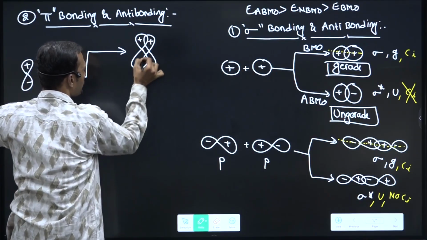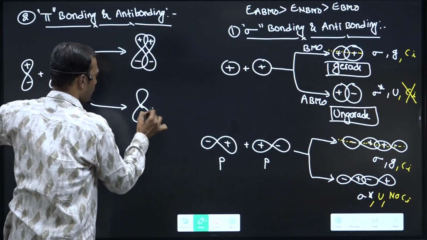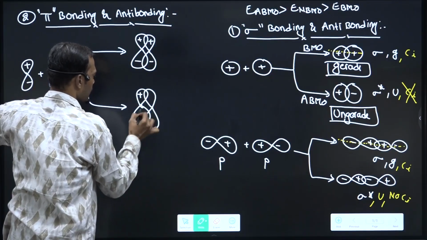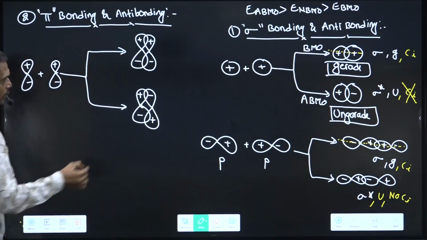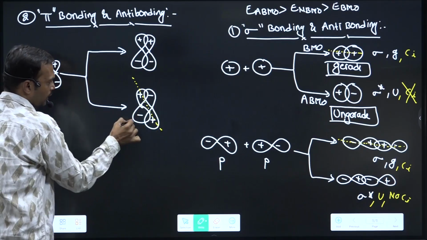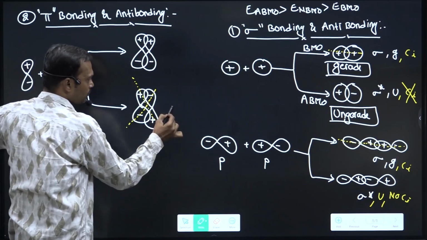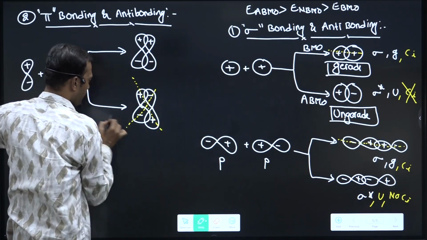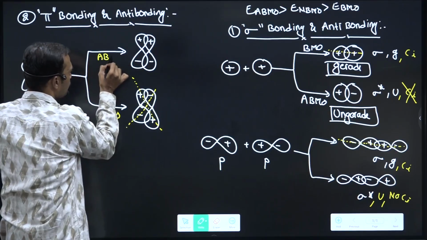Now plus-plus overlap, minus-minus overlap; plus-minus, here minus-plus. See, in this one, plus-plus will join together and minus-minus also join together. Now this is called gerade. Is it pi bonding or anti-bonding? It is BMO. And what is this? ABMO or not?